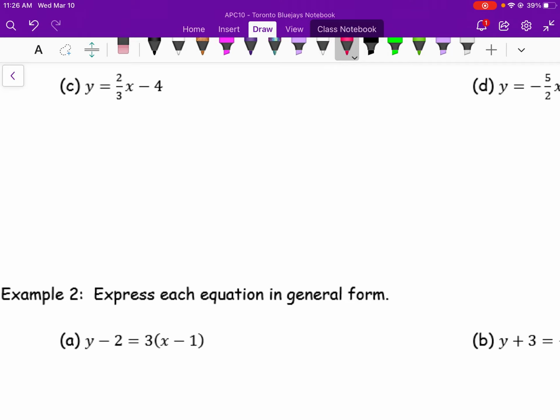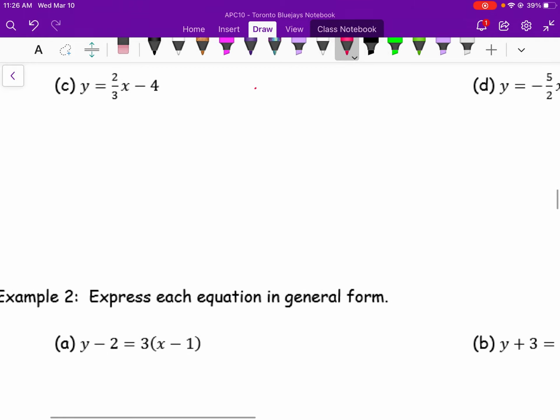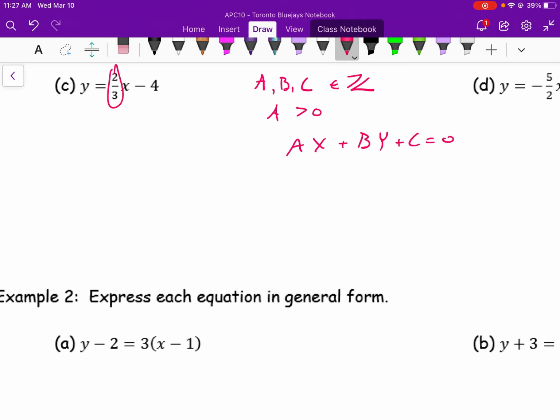oh, great. This is going to be more challenging to us. Okay, let's keep in mind what we're doing. A, B, C have to be integers. A has to be positive. And we're trying to write something that looks like, are we okay? I know what you're thinking. That is not an integer.